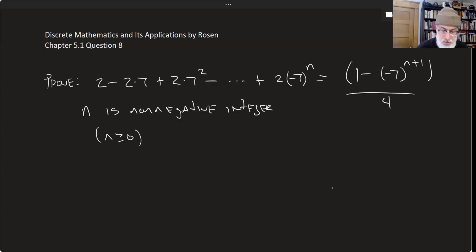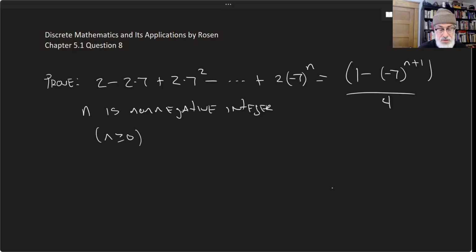Today we're doing another induction proof from Rosen, Discrete Mathematics and its Applications, Chapter 5.1, Question 8. This one's asking us to prove that 2 minus 2 times 7 plus 2 times 7 squared minus ... plus 2 times negative 7 to the n is equal to 1 minus negative 7 to the n plus 1 divided by 4. Notice that these are alternating signs, positive, negative, positive, negative.